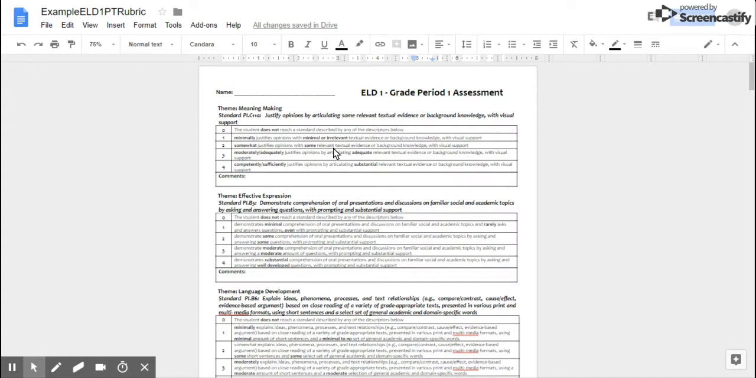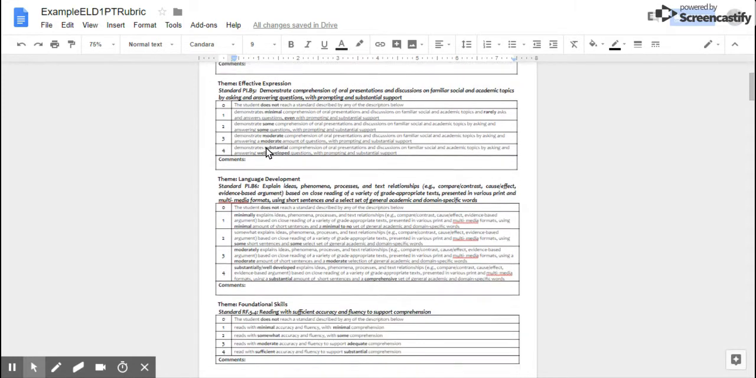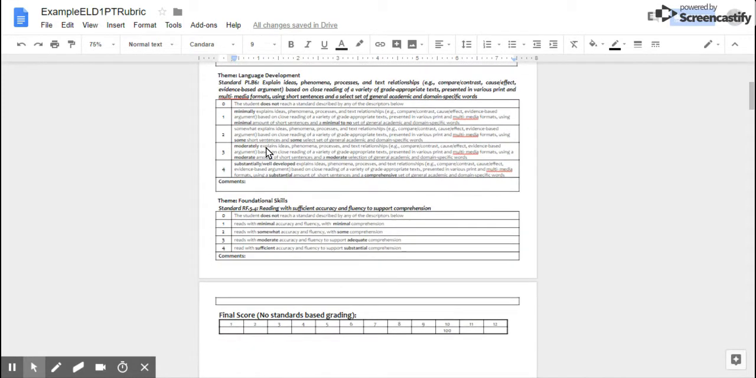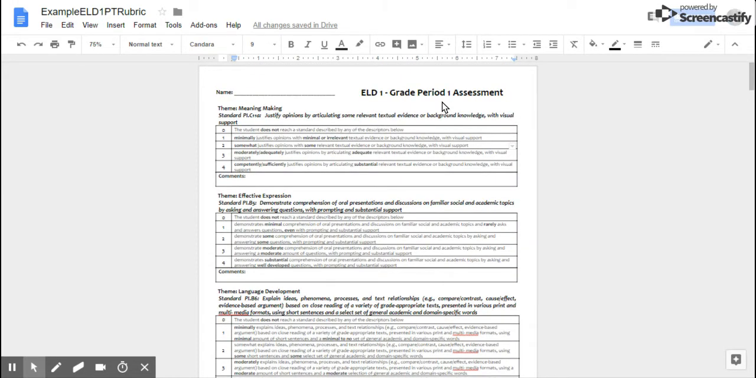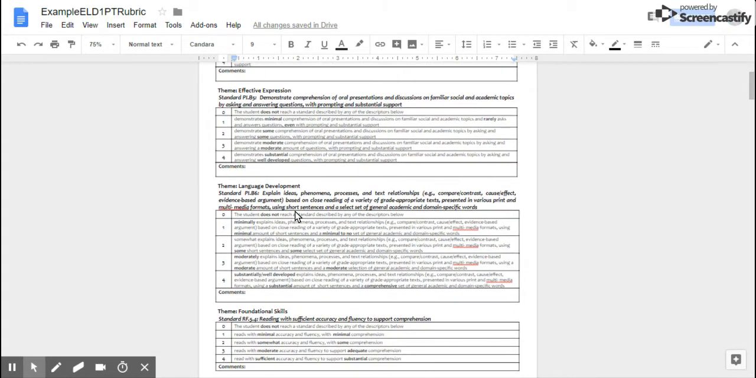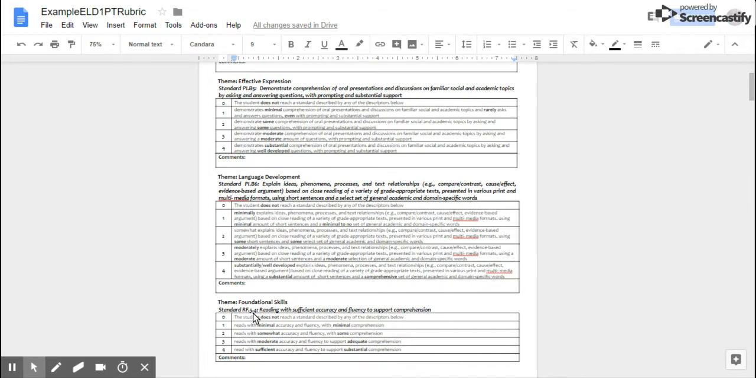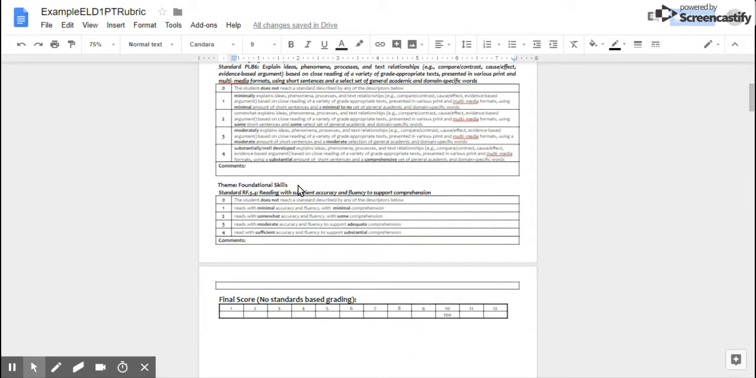This is the rubric. It has standards-based levels for the 4 themes that I am assessing in this particular first grade assessment. So it says theme meaning making, and then the standard that I'm using, theme effective expression, the standard that I'm using, the language development, and the standard, and then the final one is a foundational skill standard, which could be for all levels, but I'm focusing primarily on ELD1. Let me zoom in.